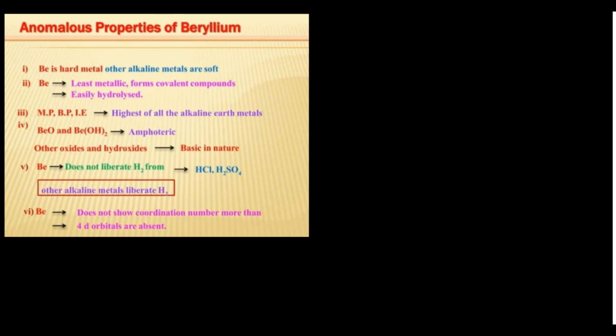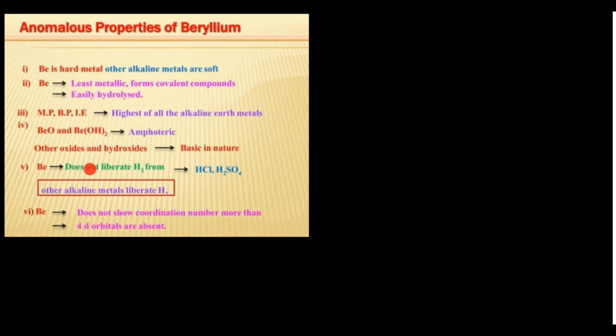Its melting point, boiling point, and ionization enthalpy are the highest among the group, while the rest of the metals have a low melting point, boiling point and ionization enthalpy in comparison to beryllium, okay. And in case of the oxides and hydroxides, I already told you they are amphoteric in nature, while other hydroxides and oxides are basic in nature.